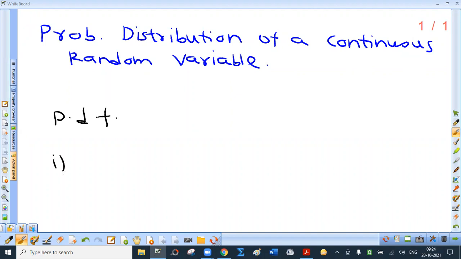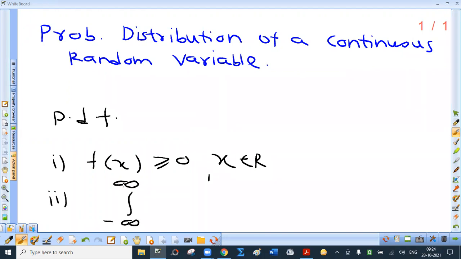The first one, that f of x has to be greater than or equal to 0, right? For all small x belonging to capital R. And second, of course, both the criteria are important. Second, integral minus infinity to infinity f of x dx equal to 1.